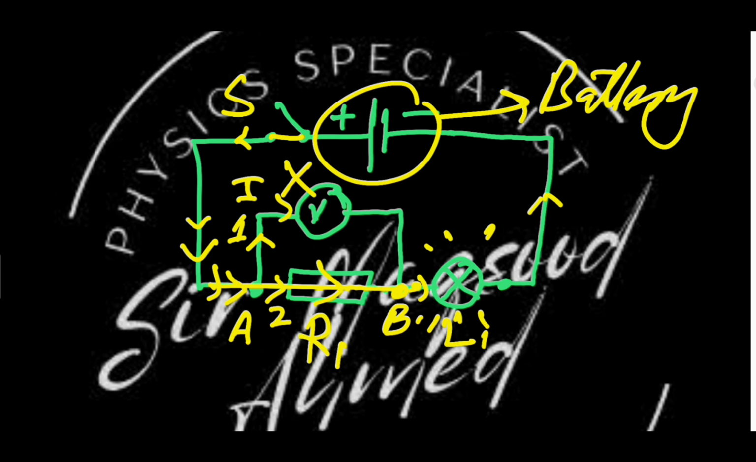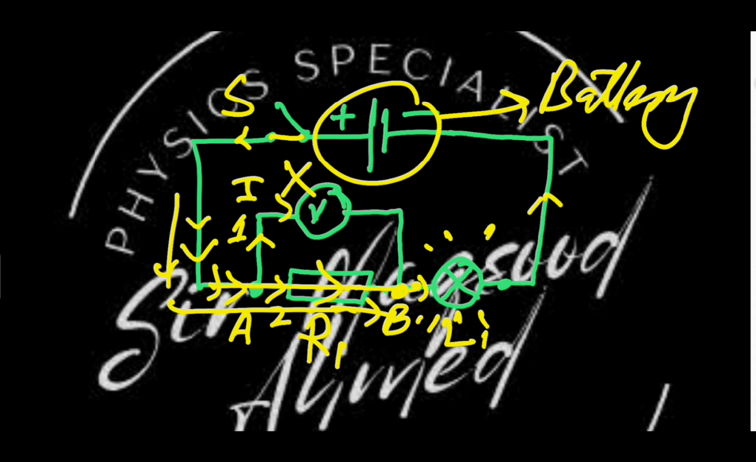The resistance of the voltmeter is kept very high so that no current can pass through it, and all the current coming from the battery should pass through the resistor, and the energy will be utilized or consumed by the resistor.